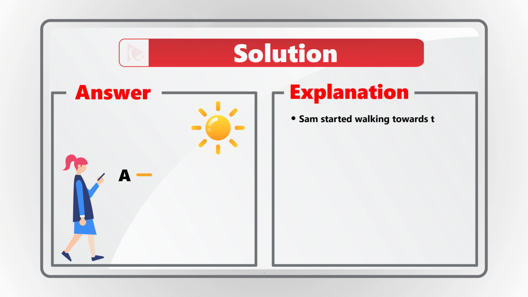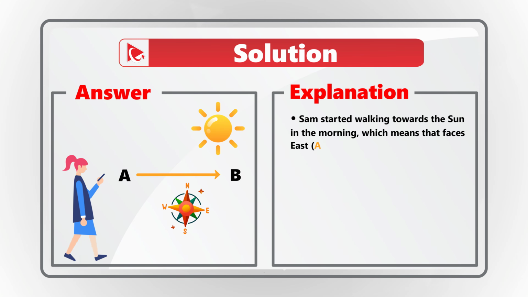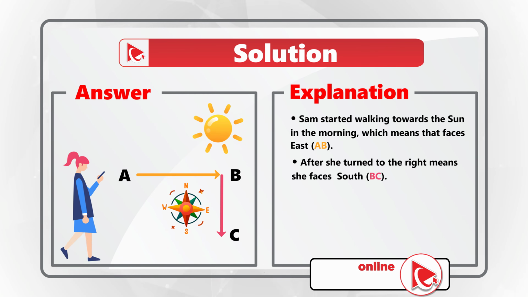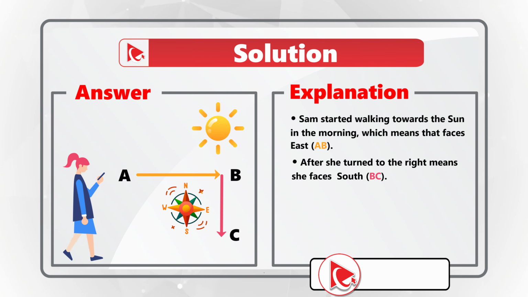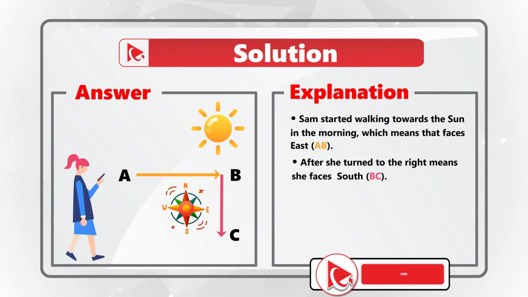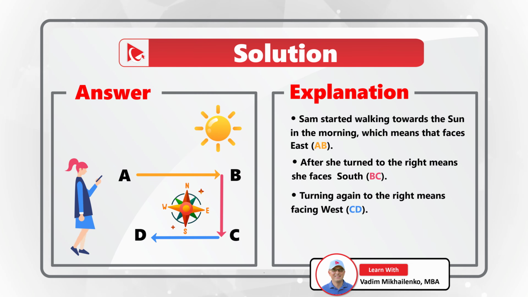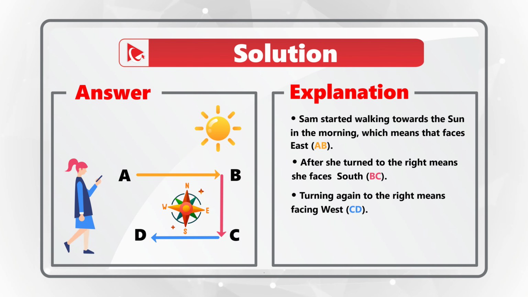When Sam started walking early morning and faces the sun, it means that she faces east, because the sun is rising in the east. After Sam turned to the right, it means that she faces south now. If her first direction is shown by the ray AB, after she turns right, it's shown by the ray BC. Turning again to the right means that now Sam is facing west, which is displayed by the ray CD.